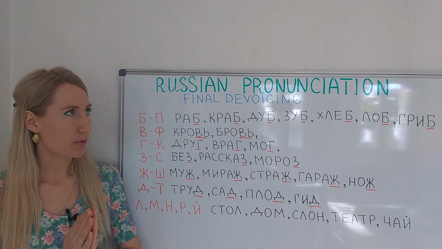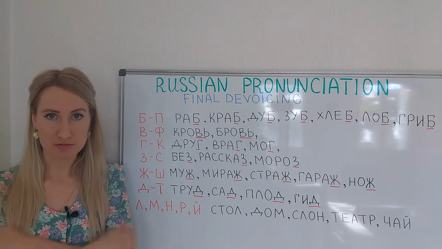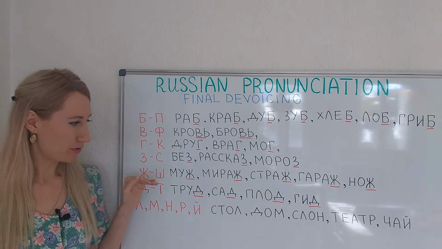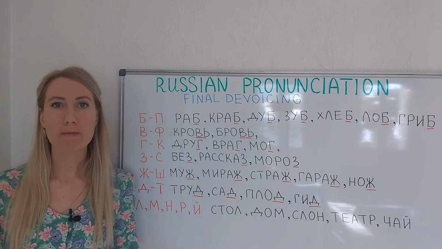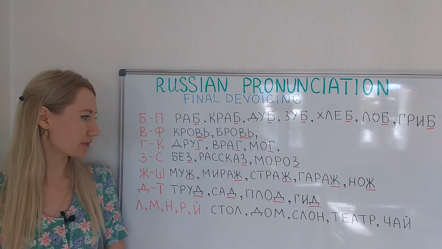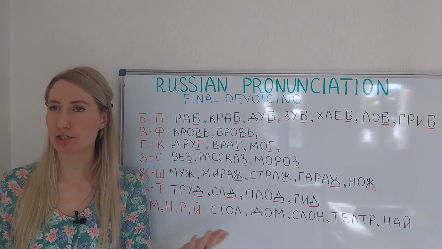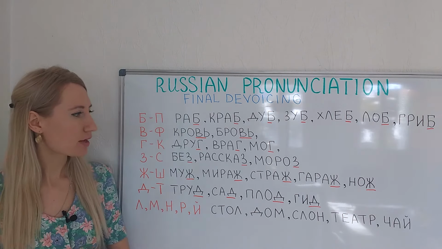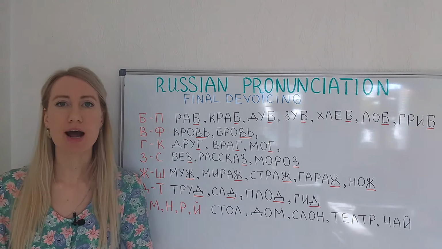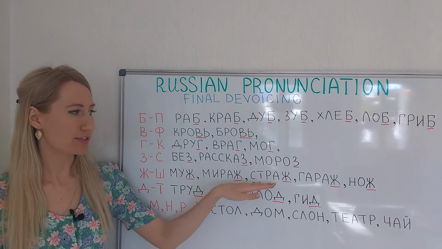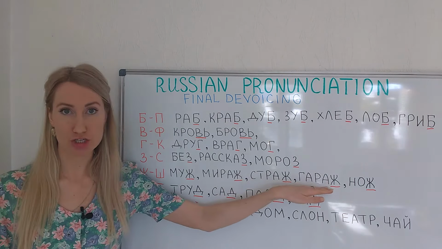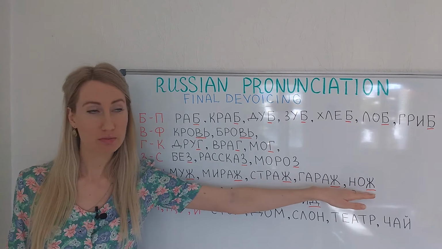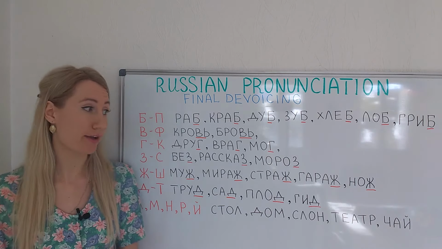How can I translate мороз? Well, when it's freezing. Zh, sh pair. Муж, муж, a husband. Мираж, мираж. When it seemed to you, but it's not true. Страж, страж. It's a guardian. Гараж, гараж, garage. Нож, нож, a knife.